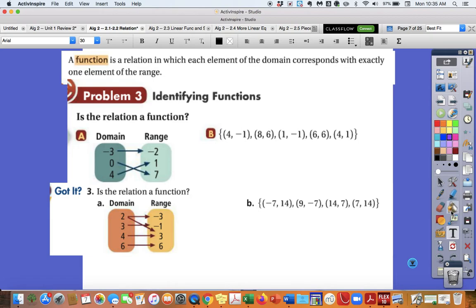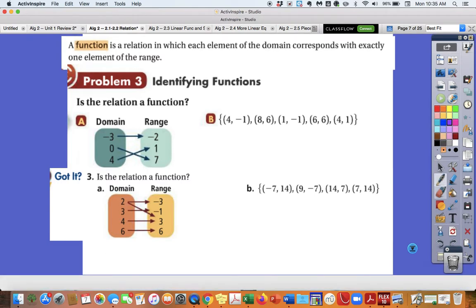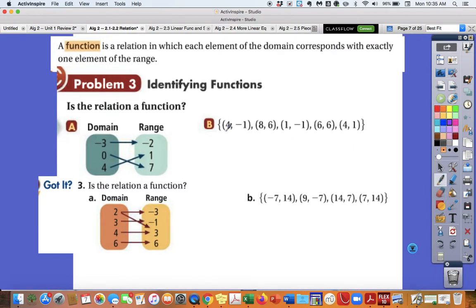Okay, so moving on, how do you distinguish whether or not it is a function? It says a function is a relation in which each element of the domain corresponds with exactly one element of the range. Sometimes that's hard to understand. The easiest thing to think of is all of your x values have to be different, okay? They cannot be shared.